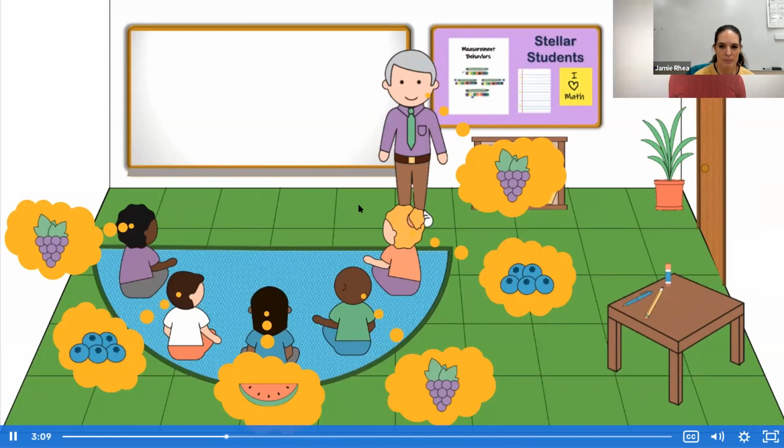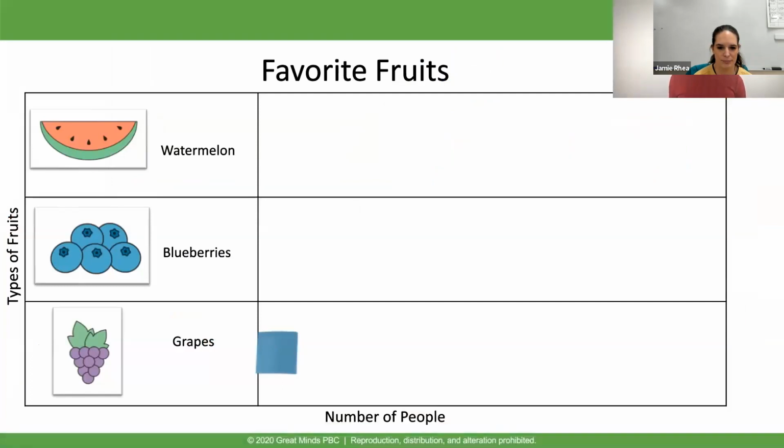You got it. 3 people like grapes. Watch how I place them on my table, making sure that I put each sticky note right beneath each other, leaving no gaps and no overlaps.